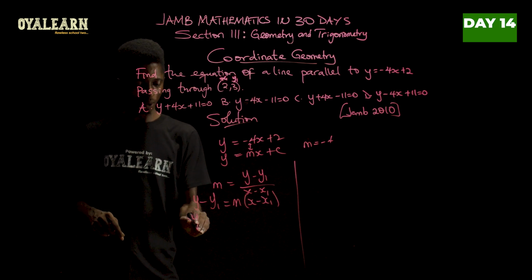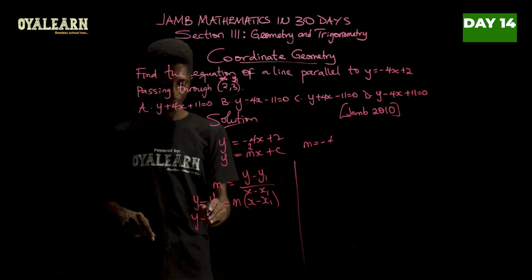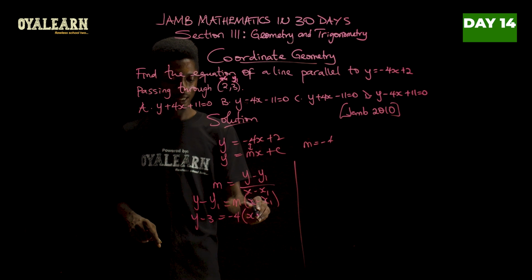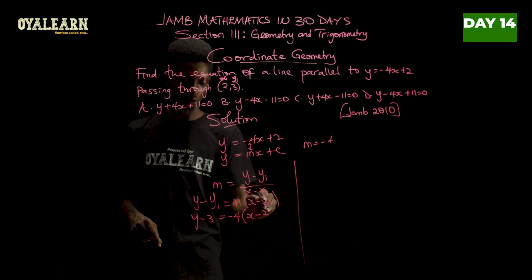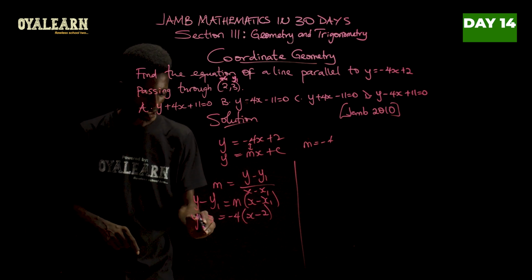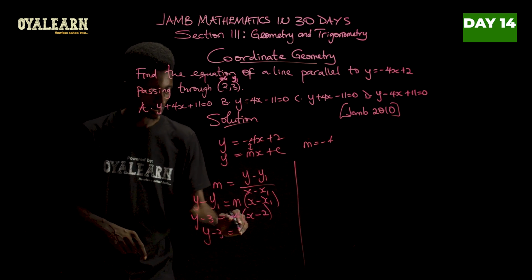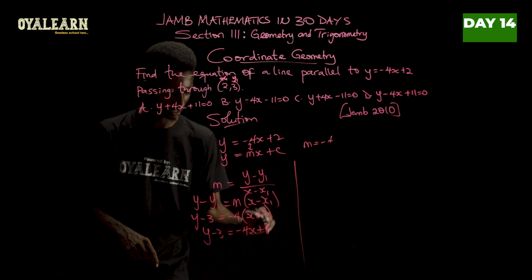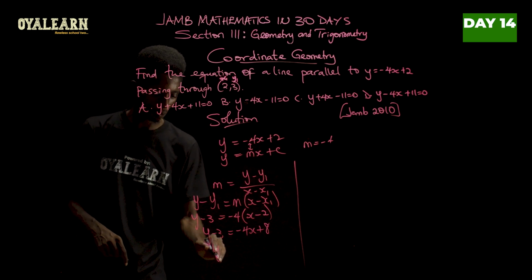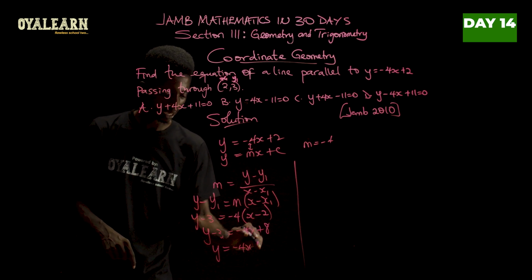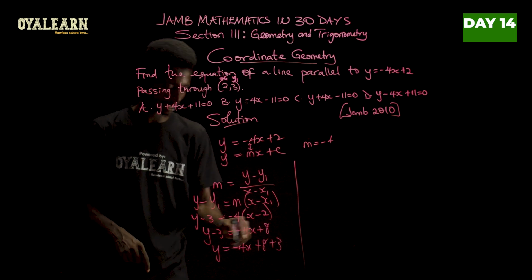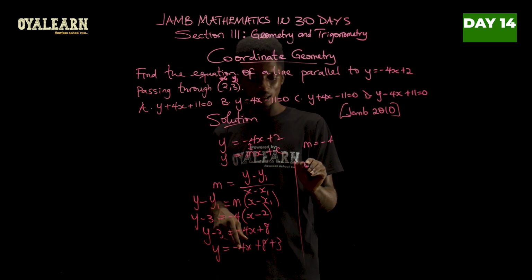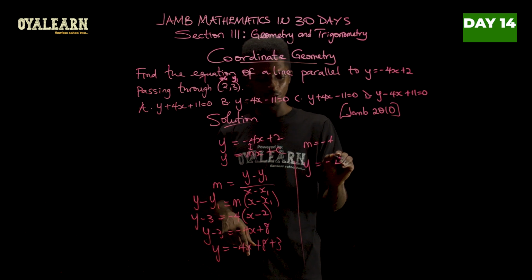So let's solve it. We have y minus y1, which is 3, equals m, which is minus 4, open bracket, x minus x1, which is 2. Now let's tidy this up. We have y minus 3 equals minus 4x. Minus times minus gives us plus, 4 times 2 is 8. So from here we can say y = minus 4x + 8 + 3, since minus 3 crosses the equality sign to become positive. So we then say y = minus 4x.